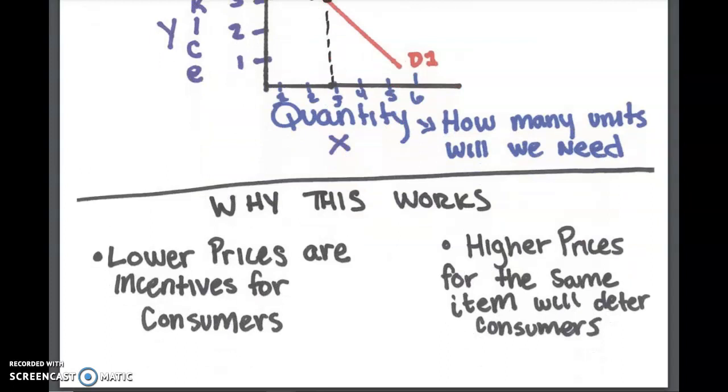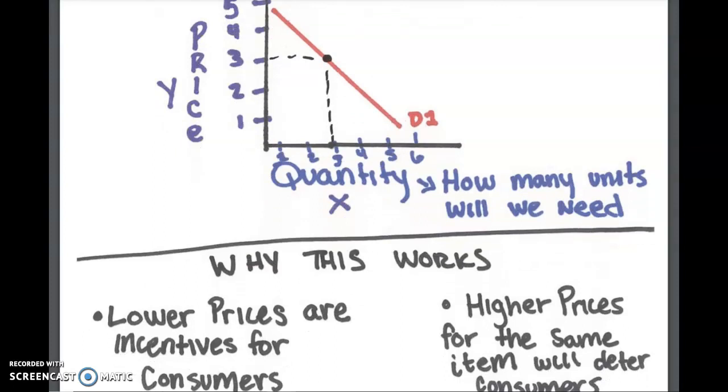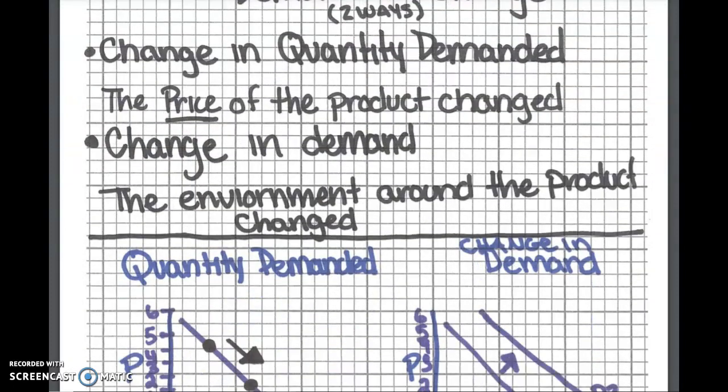So why this works, ultimately, one of our main ideas of economics is that people respond to incentives, and a lower price is an incentive. Higher prices disincentivize, they make it so we don't want to buy something. Now, demand can change in two different ways.